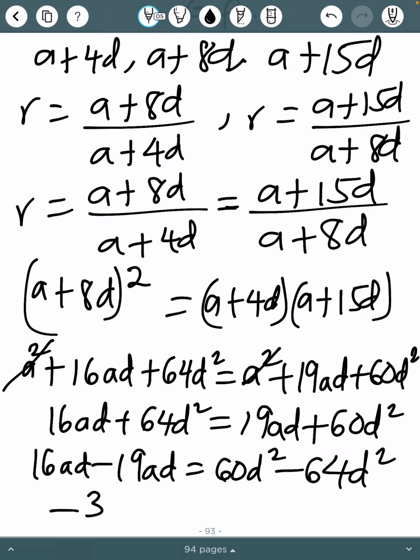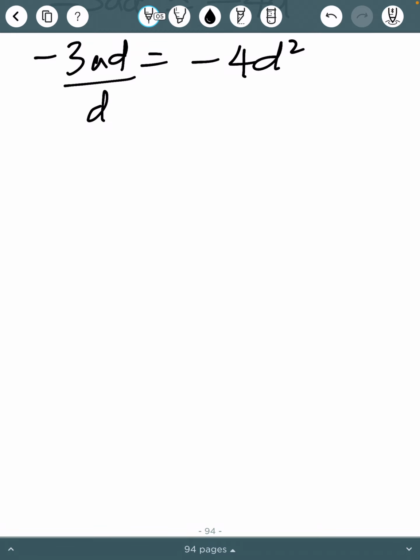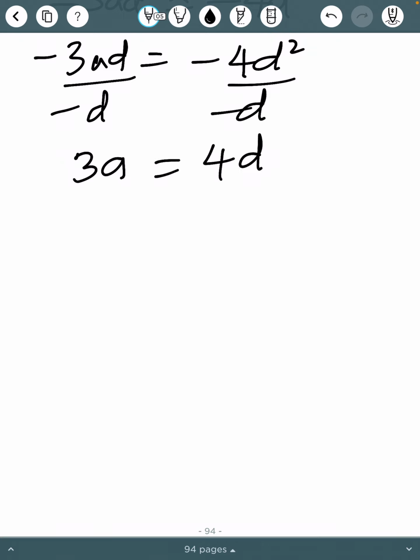So that means minus 3ad will give me what? Minus 4d squared. Let me repeat that here. Minus 3ad will give me minus 4d squared. So divide both sides by d. I can divide both sides by d because d is common to both sides, or minus d, so to speak. I will get 3a is equal to what? 4d.